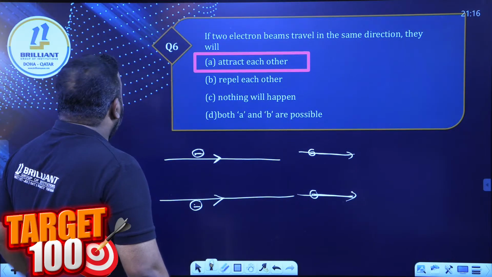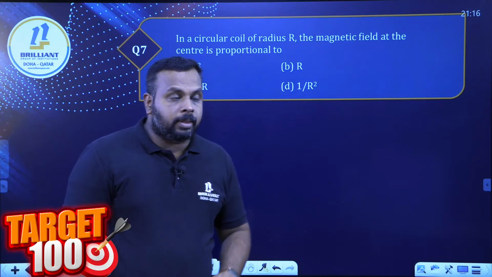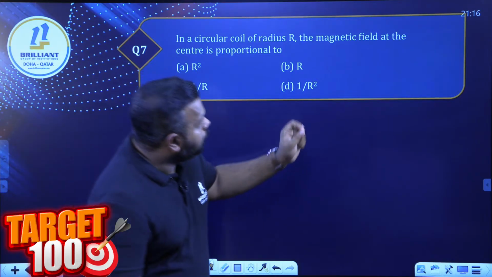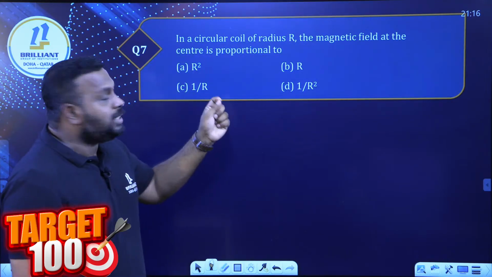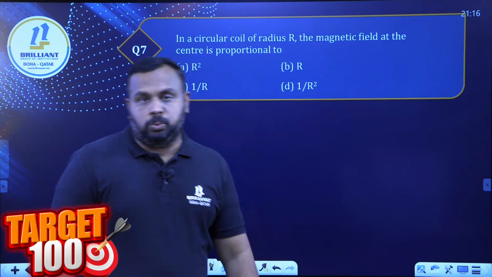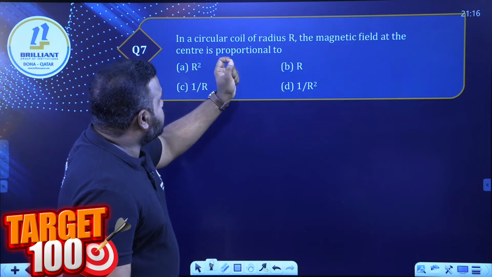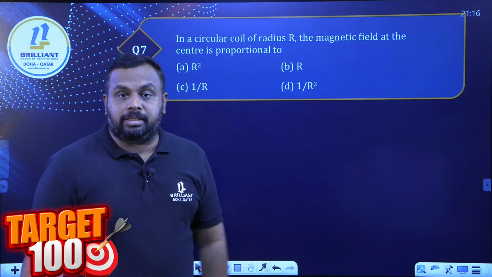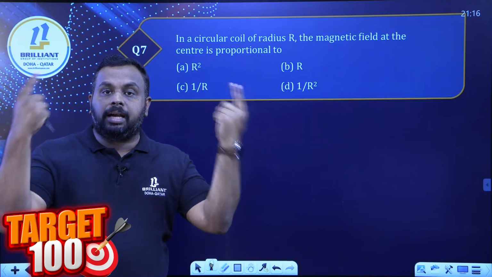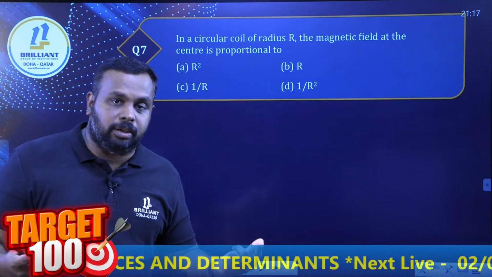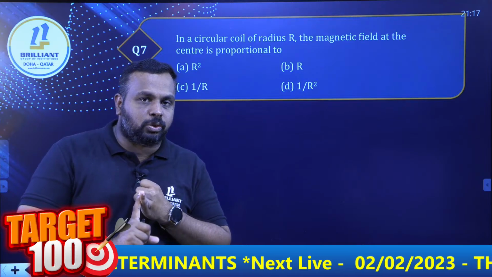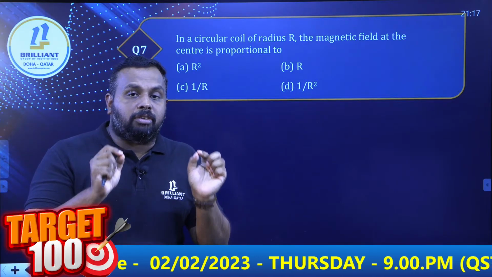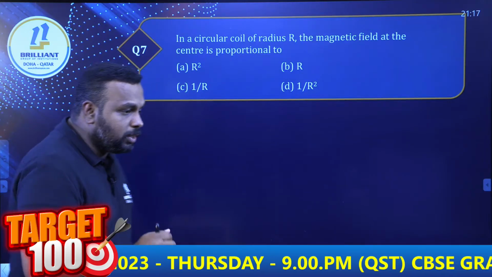Yes, thank you. Question number 7. The seventh one is: in a circular coil of radius r, the magnetic field at the center is proportional to. Recall the formula, the magnetic field due to a circular coil. Very important derivation, my dear students. Probable 5-mark question from this chapter. Application of Biot-Savart's law, magnetic field due to a circular coil.